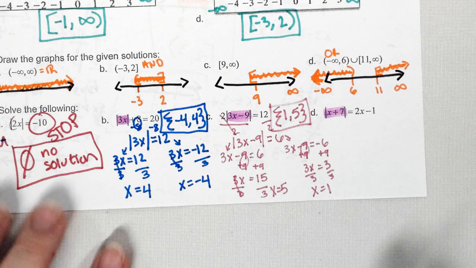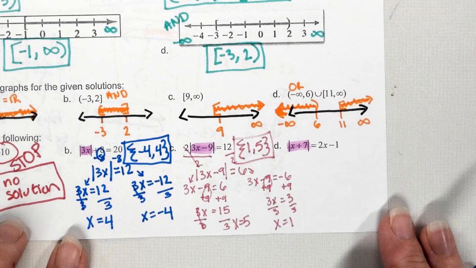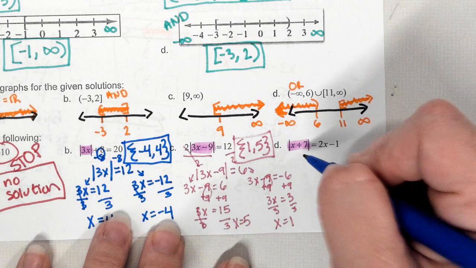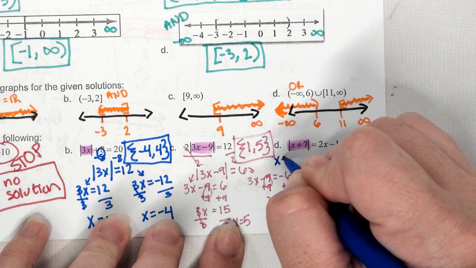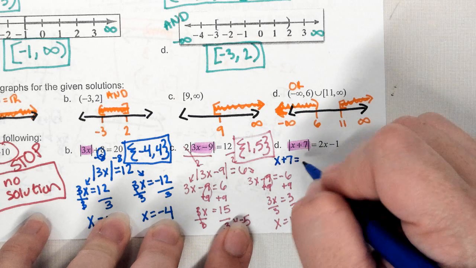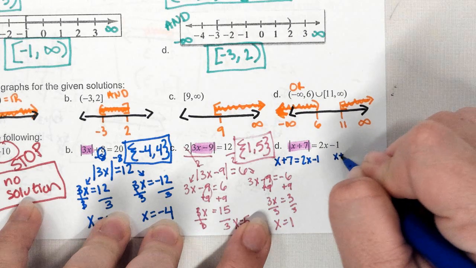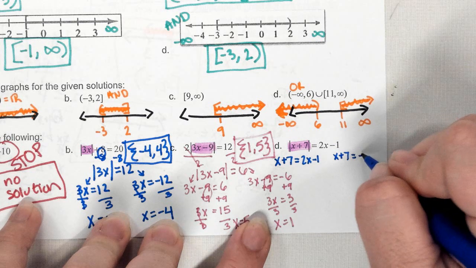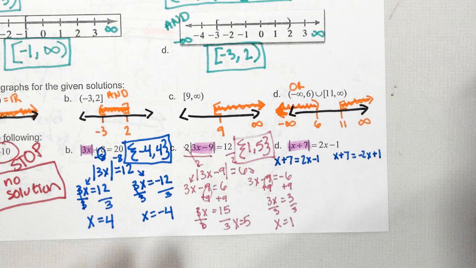Last one. We're almost done. Okay, this one's a little weird, but not too bad. My absolute value is alone. I'm going to rewrite it as x plus 7 equals the exact 2x minus 1. And then x plus 7 equals the opposite. So negative 2x was the opposite of negative 1 plus 1.